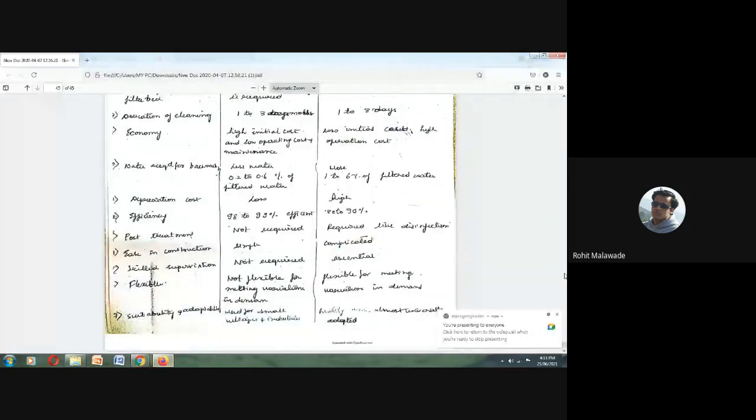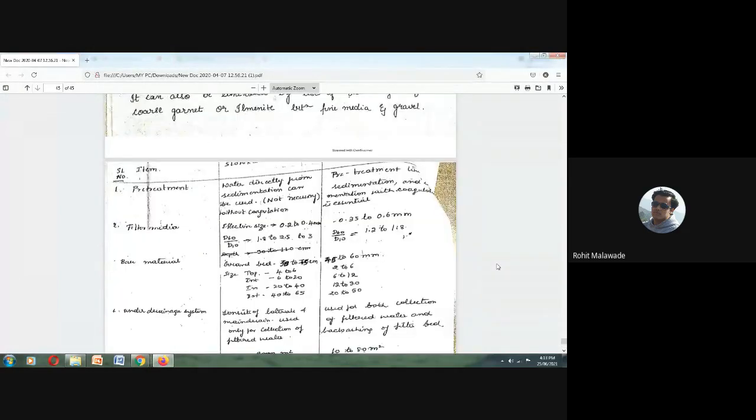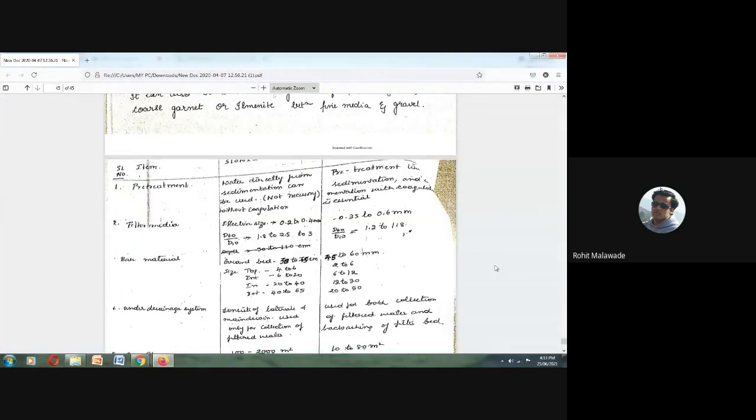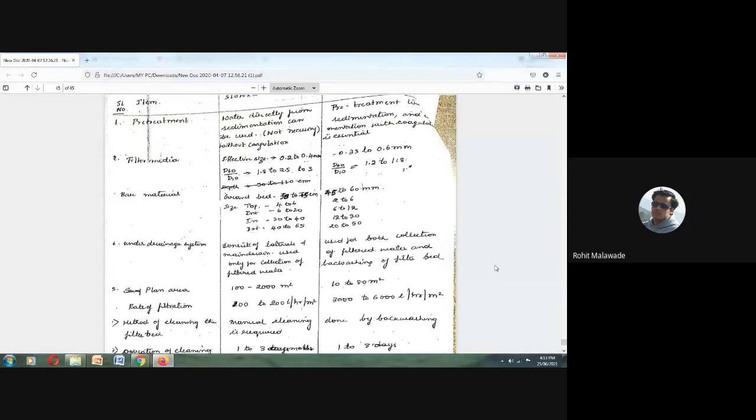In the previous classes, we have seen what is a slow sand filter and what is a rapid sand filter. Now, in today's class, we are going to learn about the differences between the slow sand filter and the rapid sand filter, and also we are going to study what is a pressure filter.